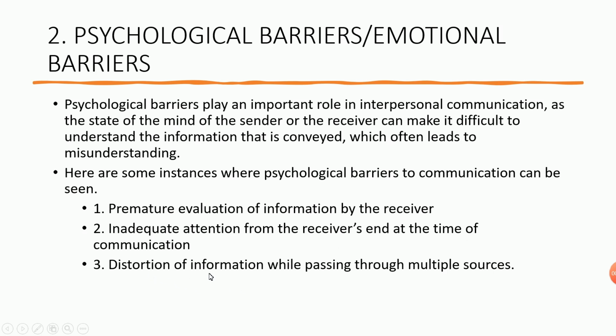Next is distortion of information while passing through multiple sources. We have seen so many examples recently, so many games being conducted for this type of communication. The first person will mimic some motions or gestures, and the same is conveyed through different persons. At the end, the last person performs something totally different from what was performed by the first person.